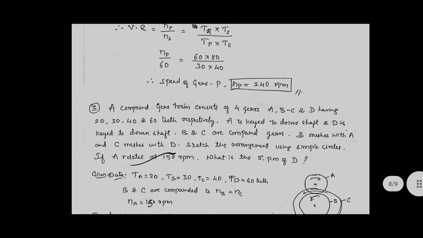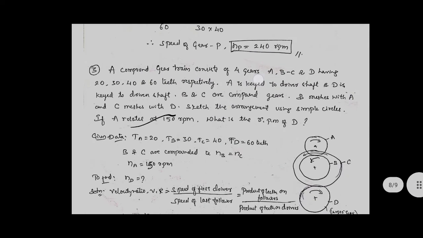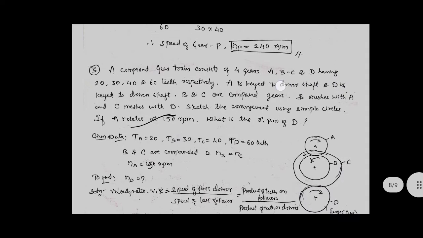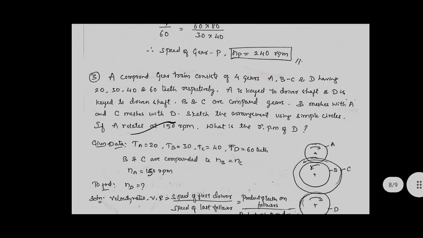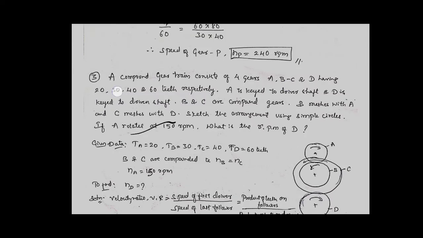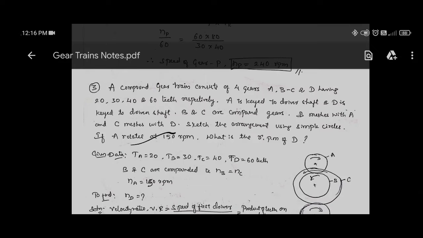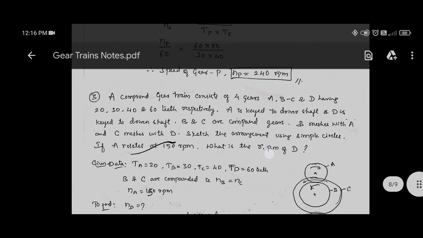Okay, so next problem. A compound gear train consisting of 4 gears A, B, C and D. So this is a compound gear, so B and C are compounded in here. A, B, C and D have 20, 30, 40, 60 teeth respectively. So A has 20, B has 30, C has 40, and D has 60 teeth.